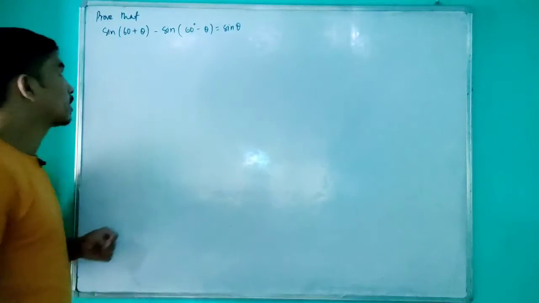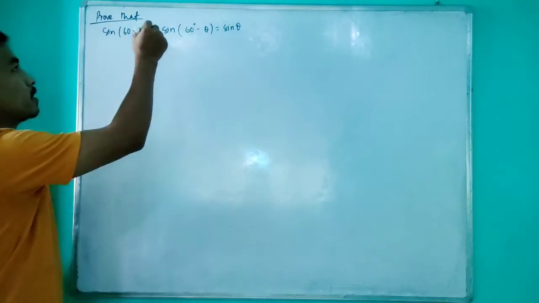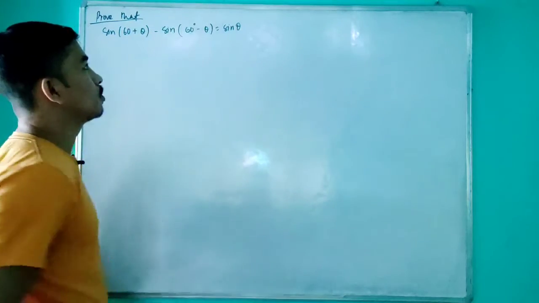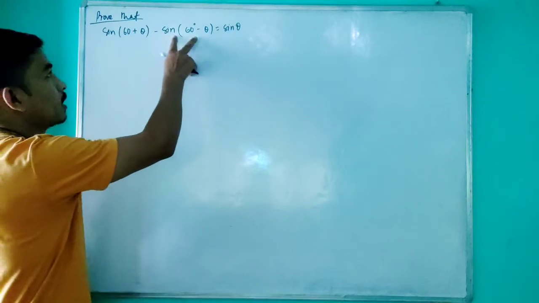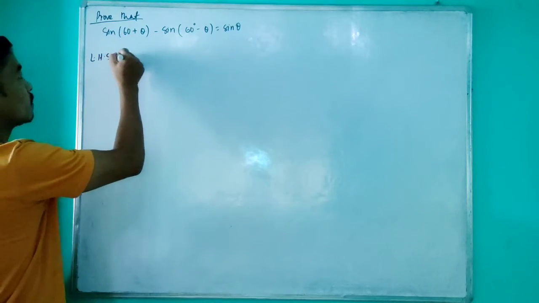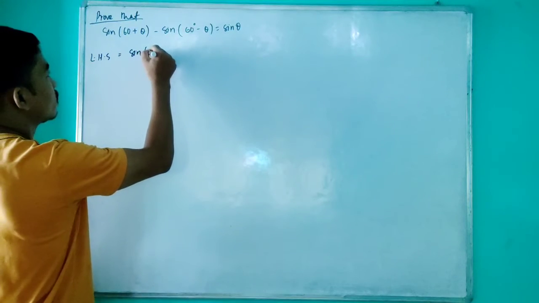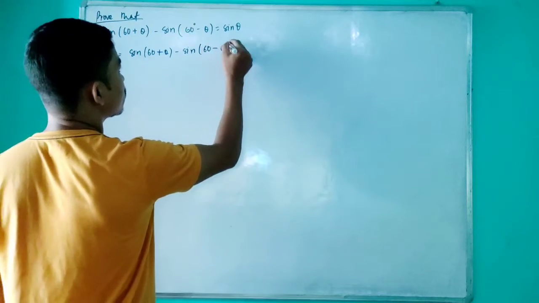So here again I have taken another question which tells us to prove that sin(60 plus theta) minus sin(60 minus theta) is equal to sin theta. So what will I do? Again here I will put the formula of sin(A plus B) and then sin(A minus B). So taking the left hand side I have sin(60 plus theta) minus sin(60 minus theta).